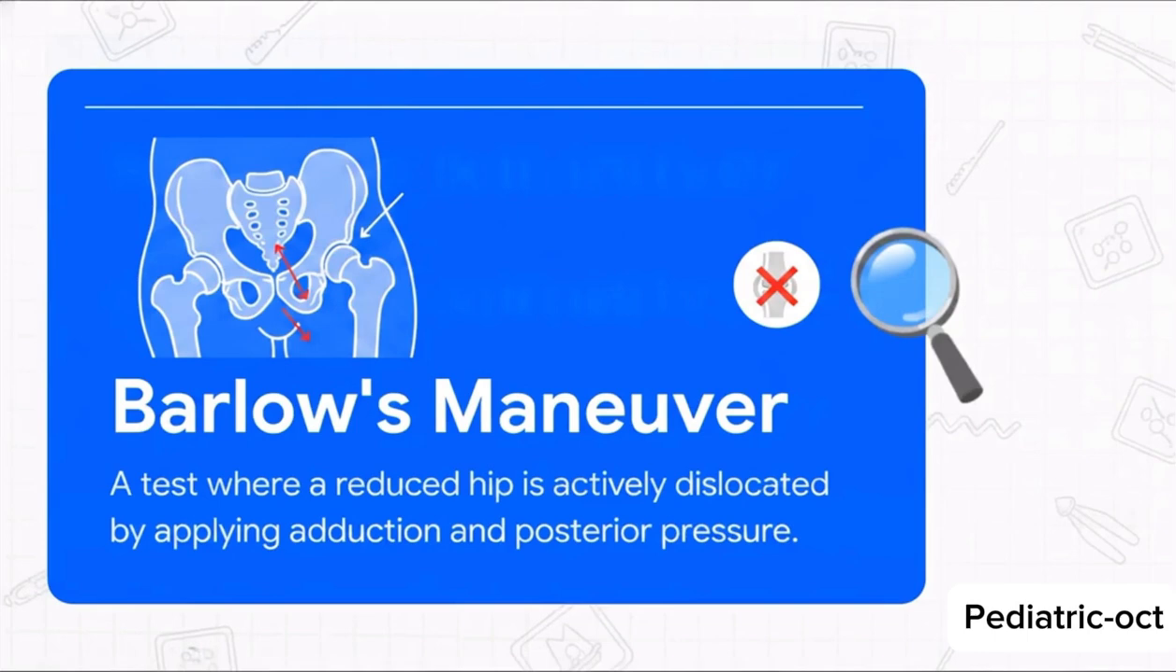First up is the Barlow maneuver. Think of this as a provocative stress test. The infant's hip is currently resting in the socket. You flex the hip and gently adduct it, bringing it right toward the midline while applying a downward posterior pressure. What we're really testing here is instability. Can the hip be pushed out of the acetabulum? If you feel it slip out, you've got a positive Barlow maneuver. It tells us the joint is dangerously lax.